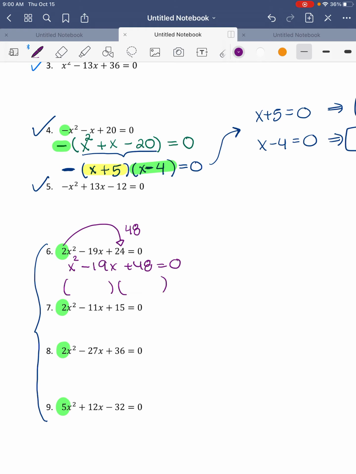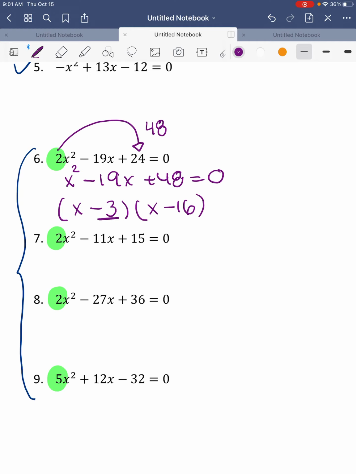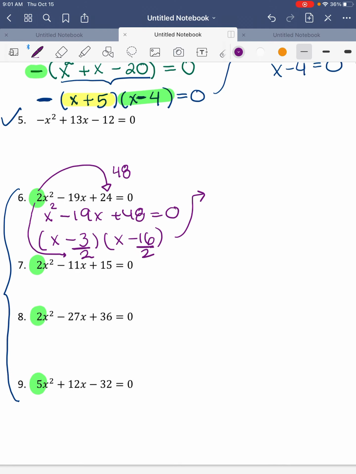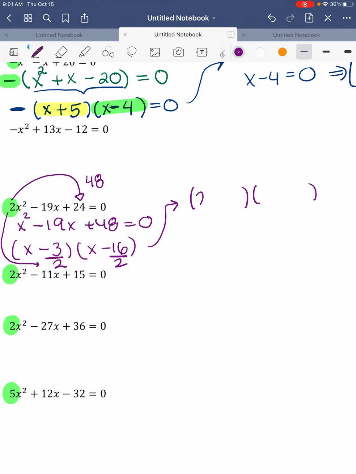And then from here, you just find two numbers that give you 48 when you multiply and negative 19 when you add them. Those numbers are negative 3 and negative 16. Don't forget that once you find the numbers, you need to divide them by the 2 that we had at the beginning. And from here, if you cannot reduce a fraction, you leave the denominator in front of the x, so it is 2x minus 3. And the other one you can reduce because 16 over 2 is 8.